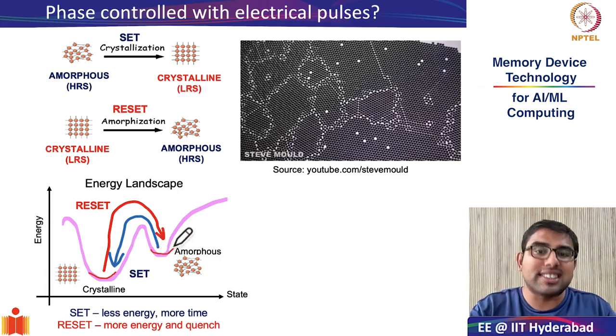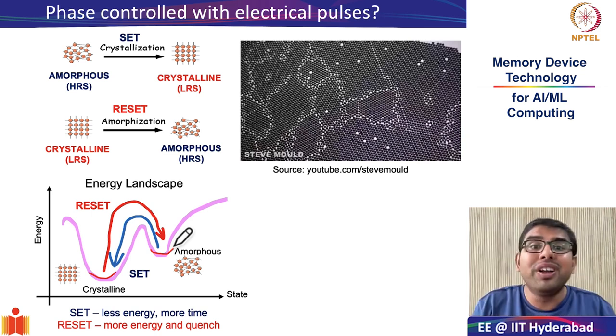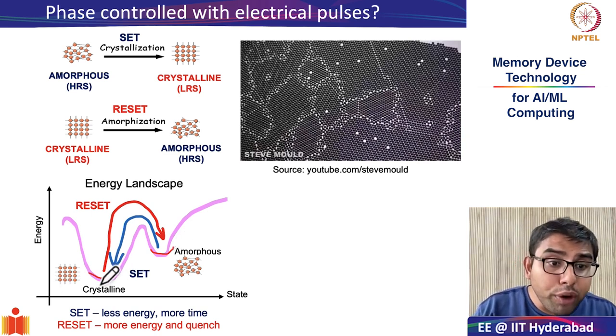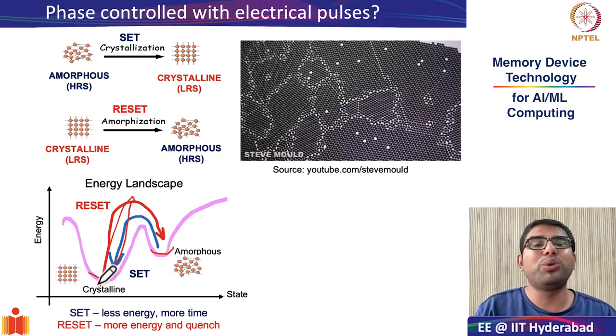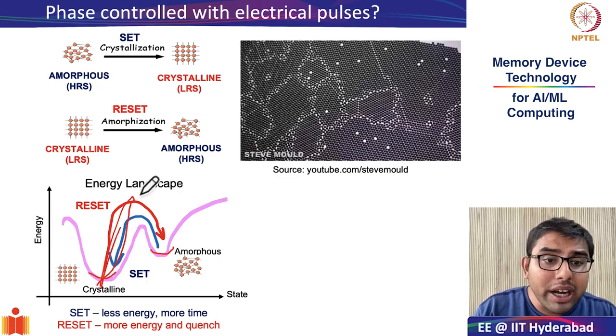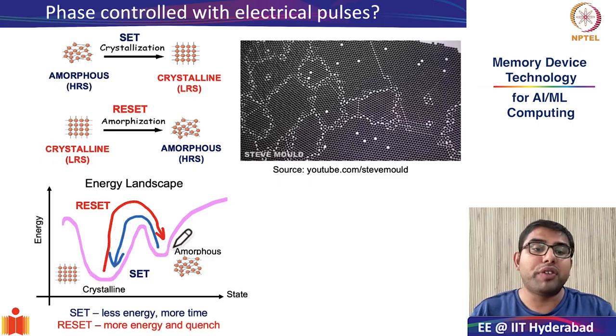You have to jolt the system out of its least configuration state, and not only that, you have to immediately quench. That means you have to immediately remove the source of heat or source of energy. If you give it enough energy and allow it to settle down, it will come back to its crystalline state, or it will recrystallize. But if you give it enough energy and force it to immediately cool down, there is a chance that it will go to its amorphous phase.